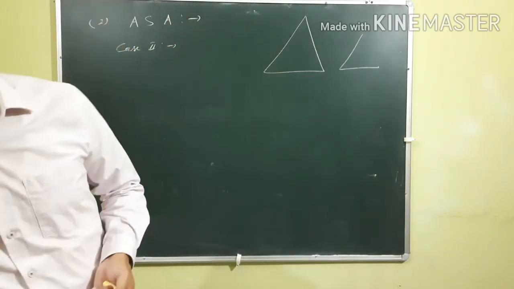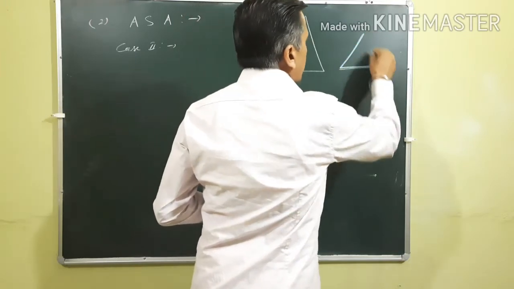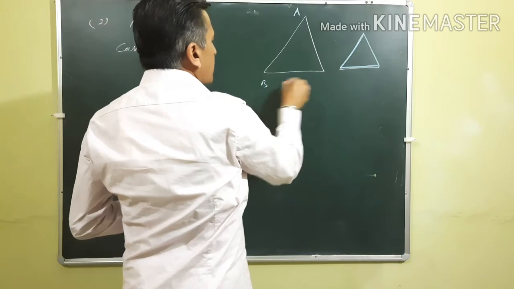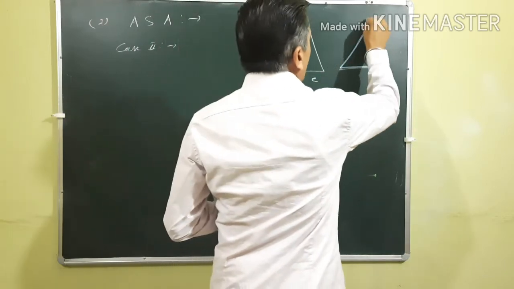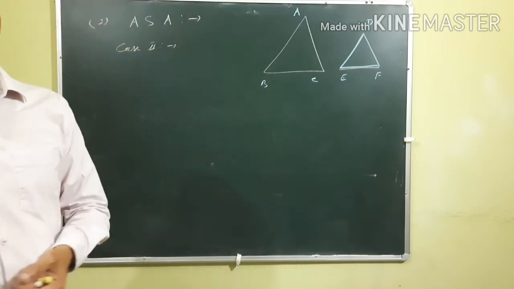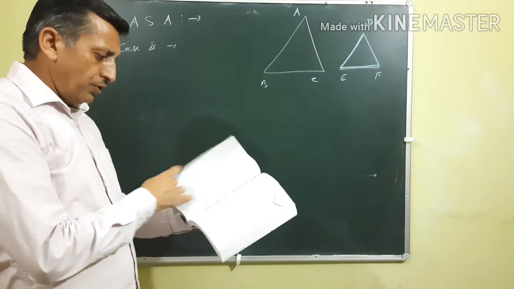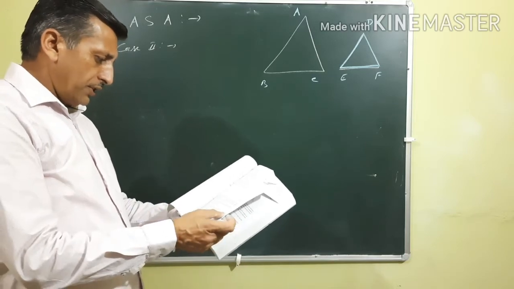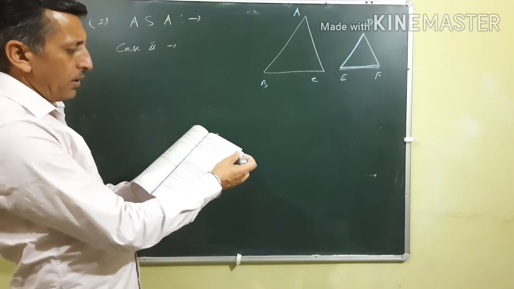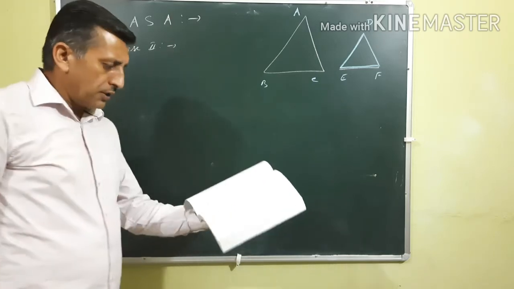Once again, I'm going to use a colored chalk. Okay, see, suppose this is your another triangle. This is your A, B, C, and this is your D, E, F. Now, what is it? See, I just want to introduce you. This is your first part and this will be your second. Angle, side, angle. It is given on page number 115. You can see the solution from there, but I'm going to solve it here.